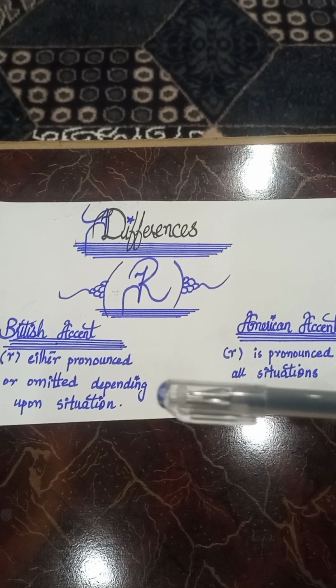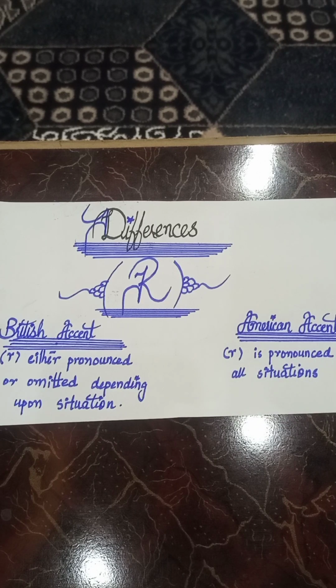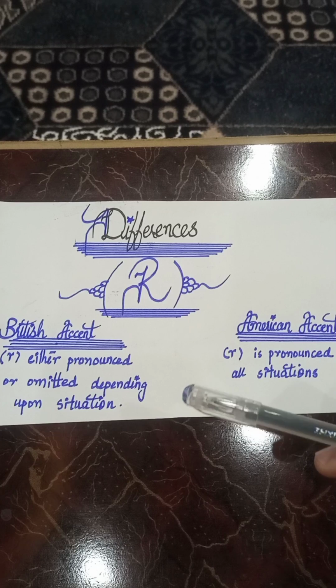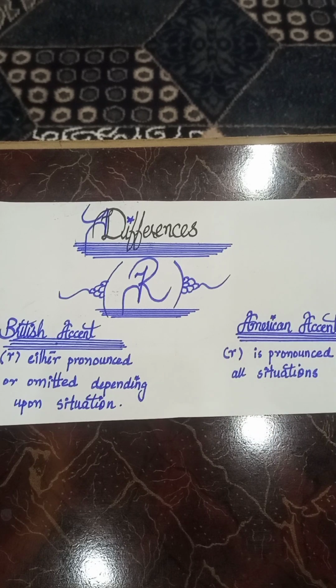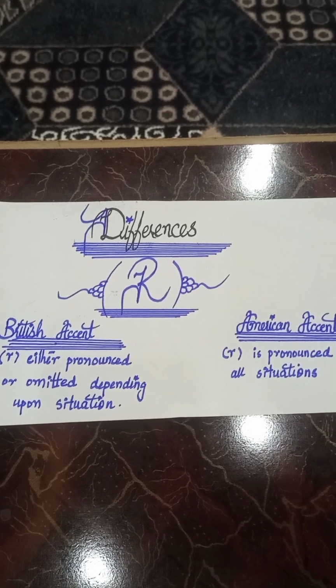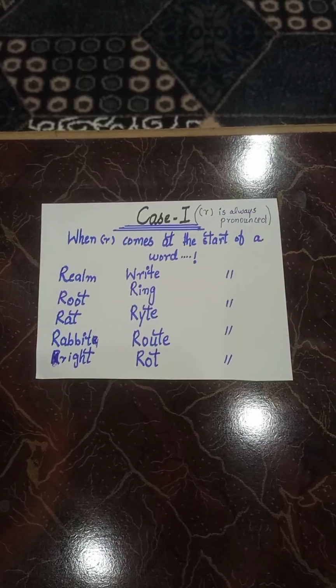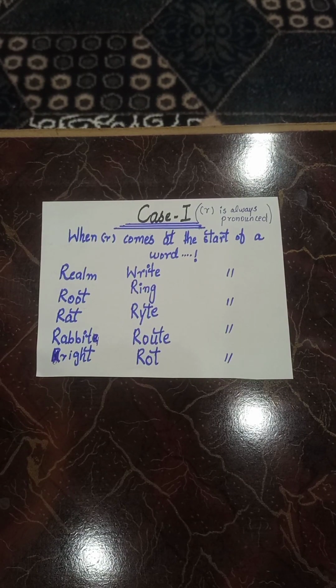And now come to British accent. R is either pronounced or omitted depending upon the situation. You have to pronounce R in some cases and omit or not pronounce R in other cases. R would be completely silent in British accent in some cases, and I'll be telling you that, so keep watching the video. Guys, here we go. I'll be telling you the differences between American accent and British accent.